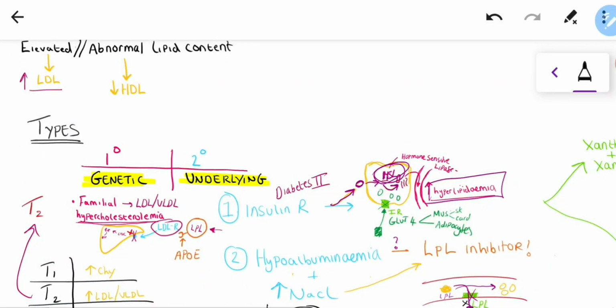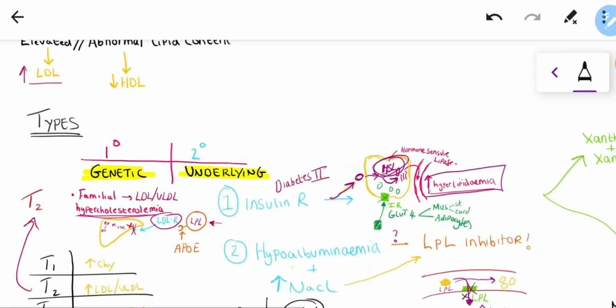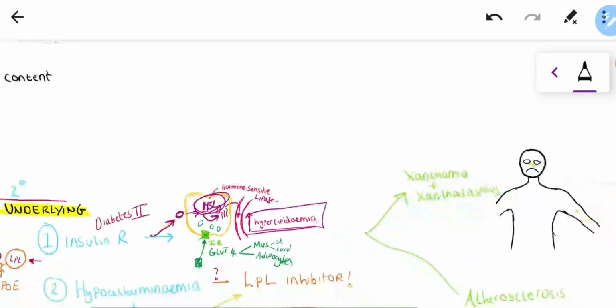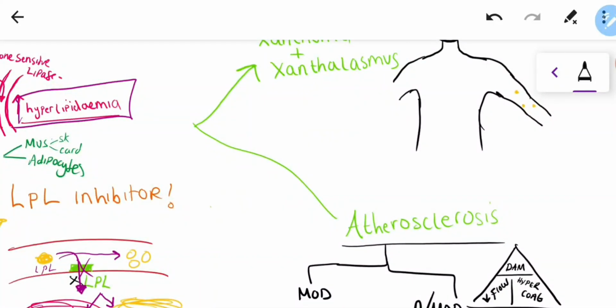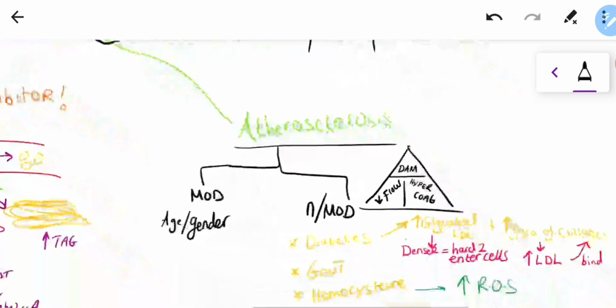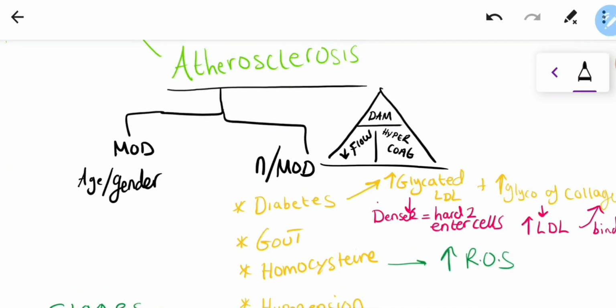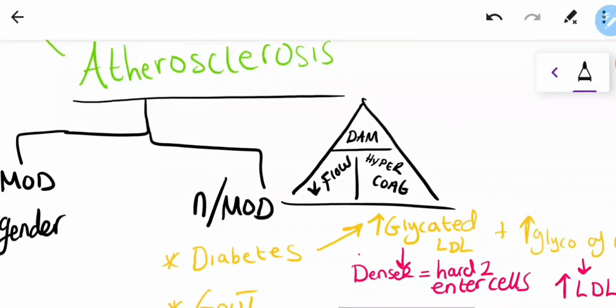Hopefully this wasn't too excessive in information, but I think it's a good leeway to go into our second topic, which is atherosclerosis. When I mentioned hyperlipidemia before, one of the biggest complications is atherosclerosis. With atherosclerosis, it can't just magically happen. There is some groundwork that needs to be made in order for atherosclerosis to occur.